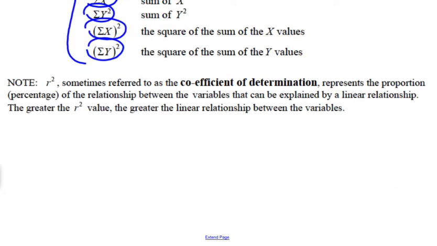So again, we talked about what r squared means. It's called your coefficient of determination. It represents the proportion or the percentage of relationship between the two variables. The greater the r squared value, the greater the relationship between the two variables.